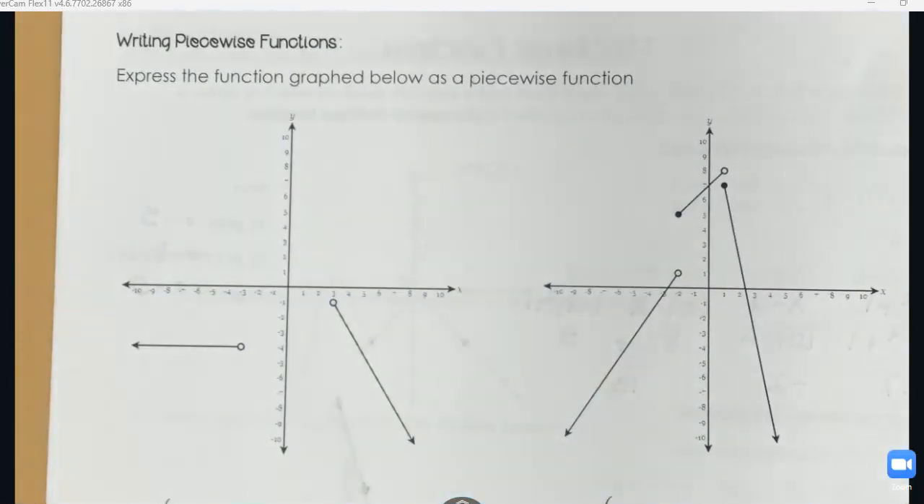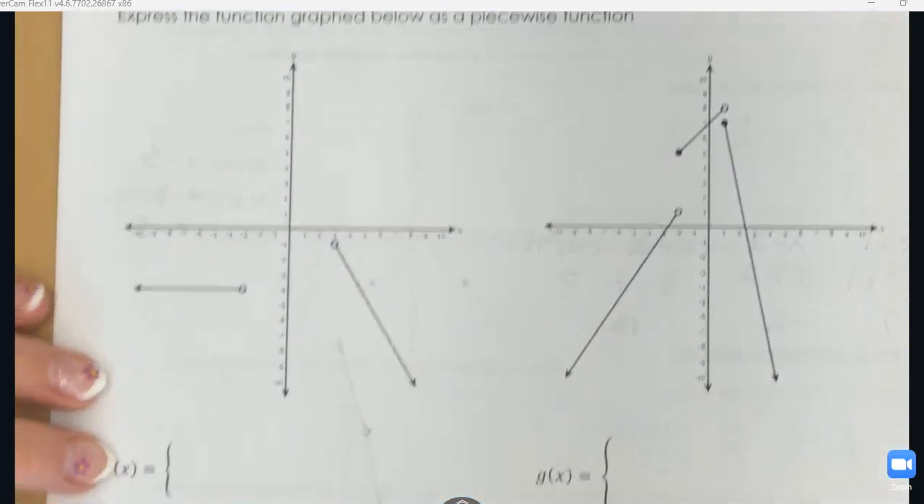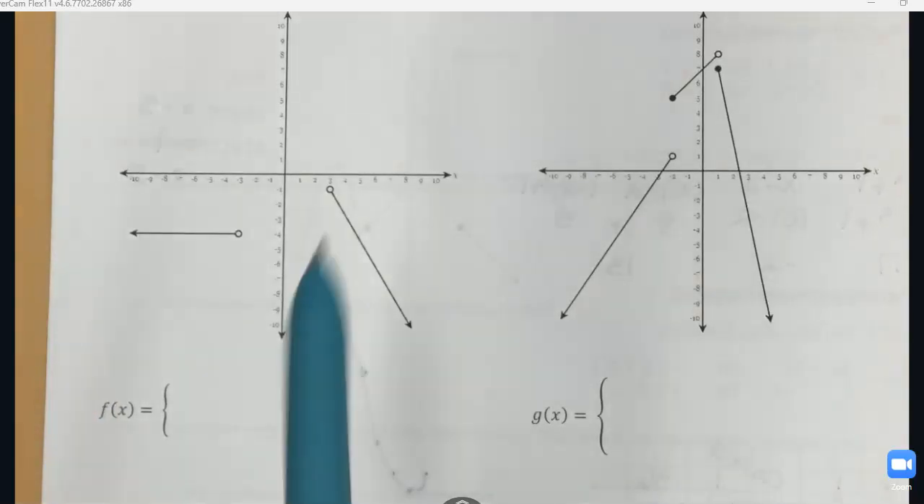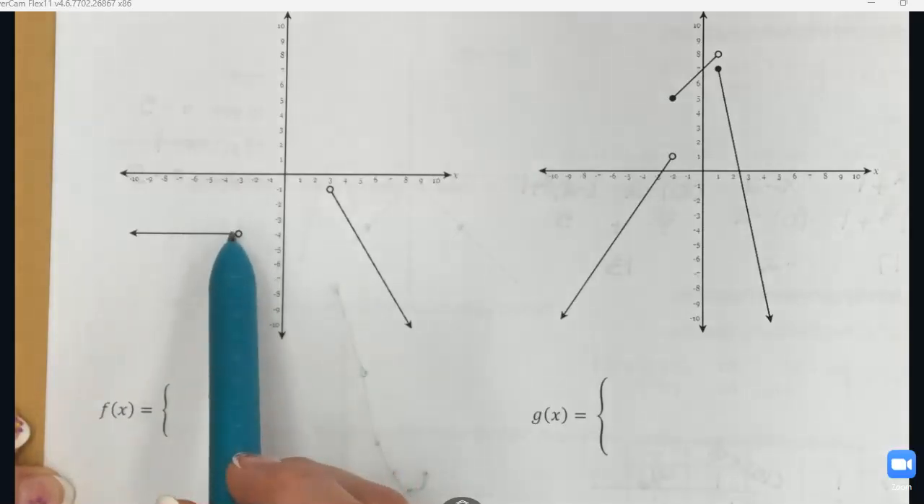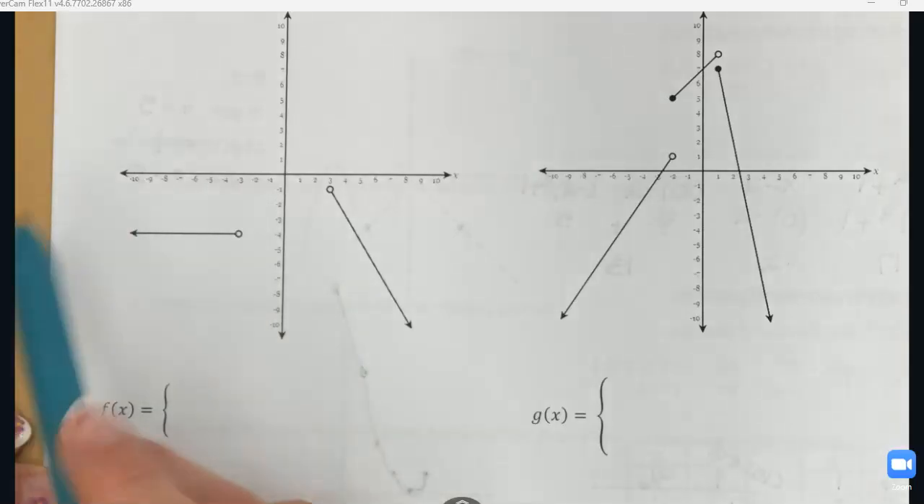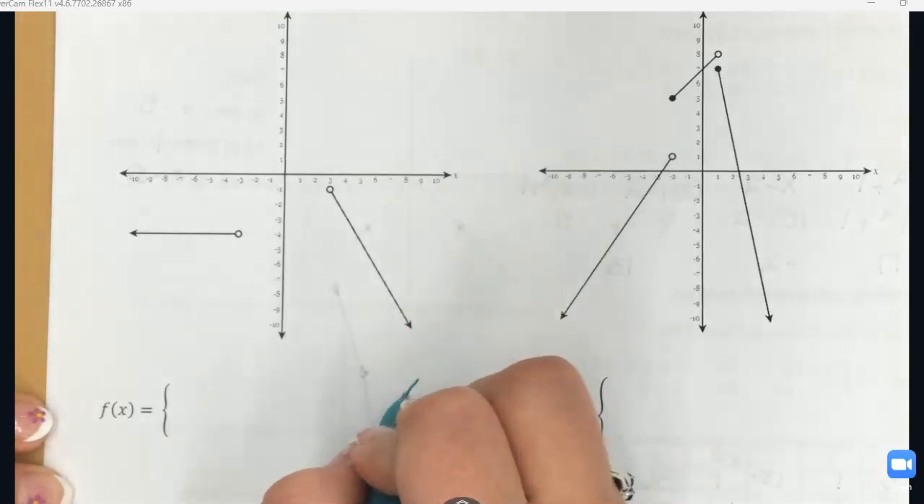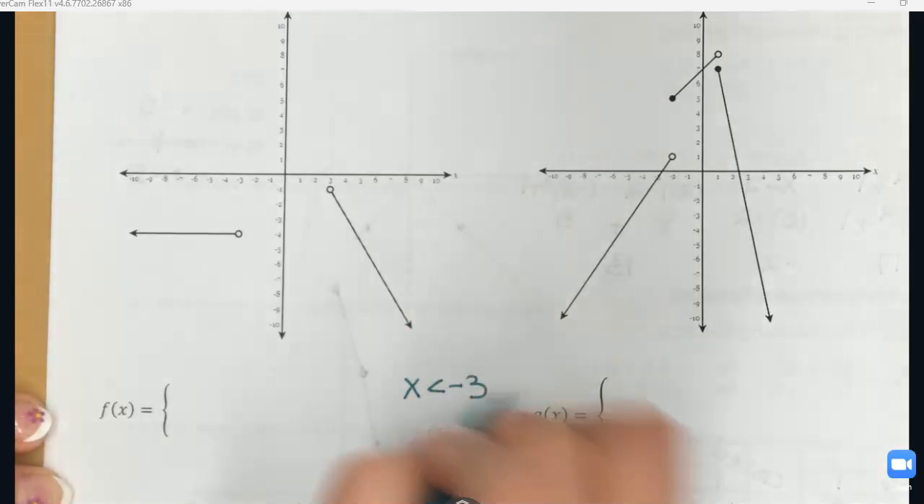So now that we have reviewed all of that graphing, let's write some equations from the graph. Your first goal here is to figure out what are your 2 or 3 intervals. For this first equation on the left, I've got a horizontal line starting at -3 with an open circle, and we're going off to -infinity. So that means x is going to be less than -3.